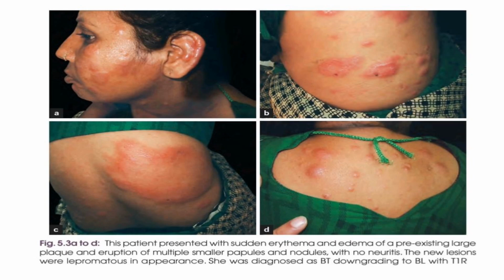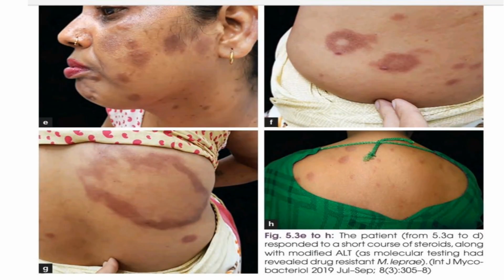This is a patient who presented with sudden erythema and edema of a pre-existing large plaque and eruption of multiple smaller plaques, smaller papules and nodules with no neuritis. The new lesions were lepromatous in appearance. She was diagnosed as BT, borderline tuberculoid, downgrading to borderline lepromatous with type 1 reaction.